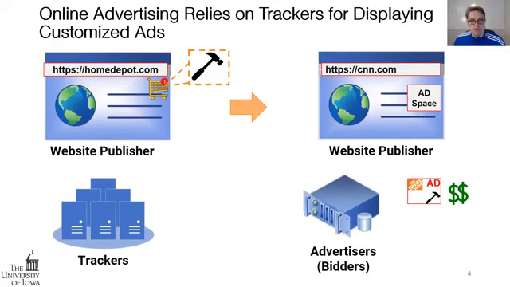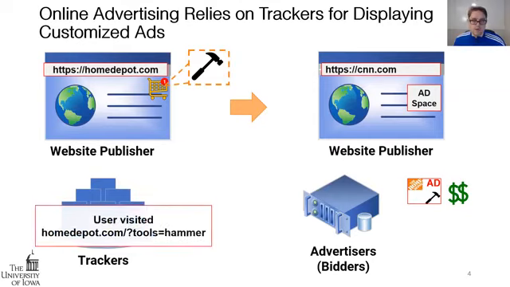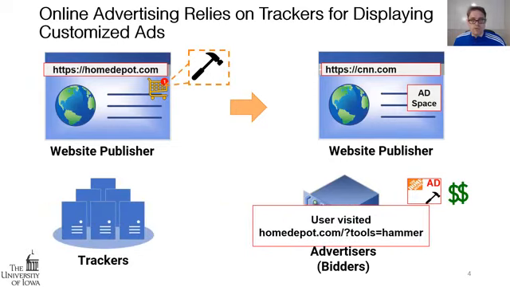Online advertising relies on trackers in order to display customized ads based upon user browsing history. This diagram shows a simplified interaction between website publishers, trackers, and advertisers. As a user navigates from one site to the next, their browsing history is relayed from online trackers to online advertisers. The advertising ecosystem relies on trackers in order to present customized ads based upon perceived user interest.